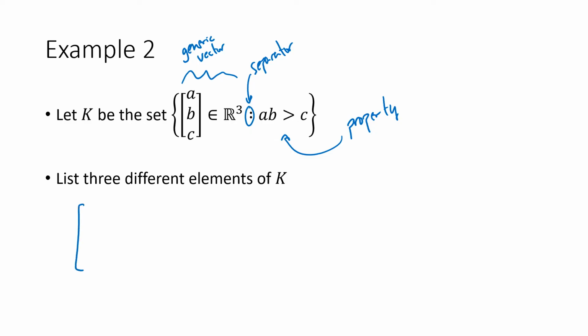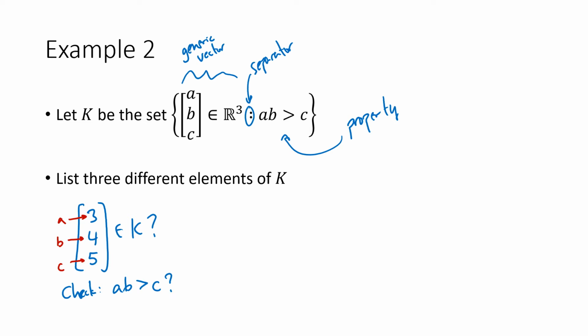So for example, we could have 3, 4, 5, and then is this in K? Well, what we have to do is check that. And again, this first number 3, that's my A, the second number 4, that's my B, third number 5, that's my C. So we have to check the property, which is that AB is greater than C. Well, A times B, that's 3 times 4, that's 12. Is that greater than 5? Yes, it is. So this vector 3, 4, 5 is an element of my set K.